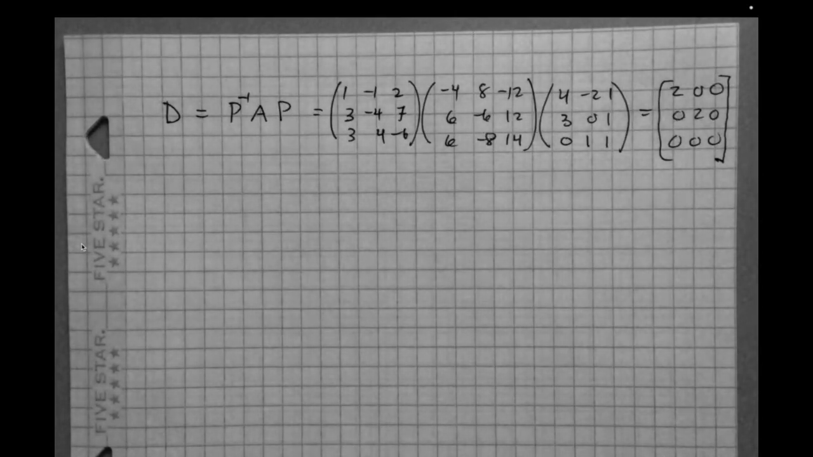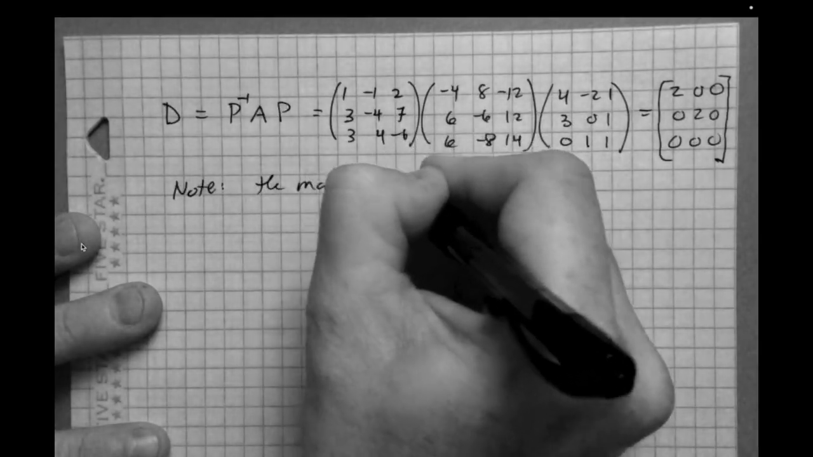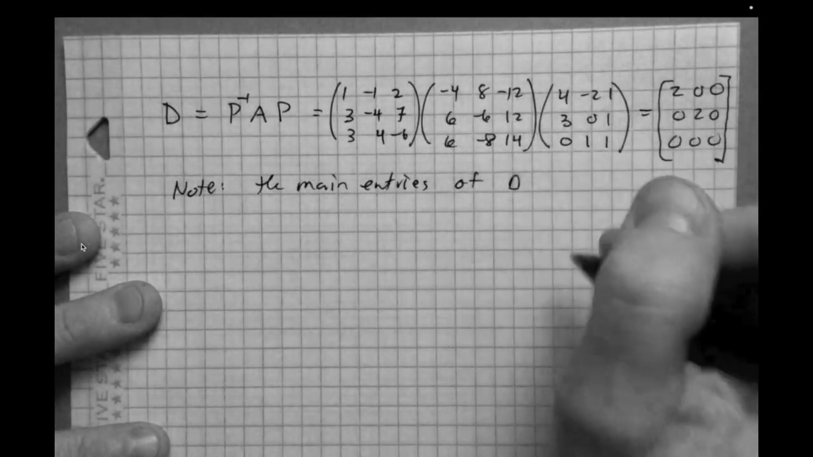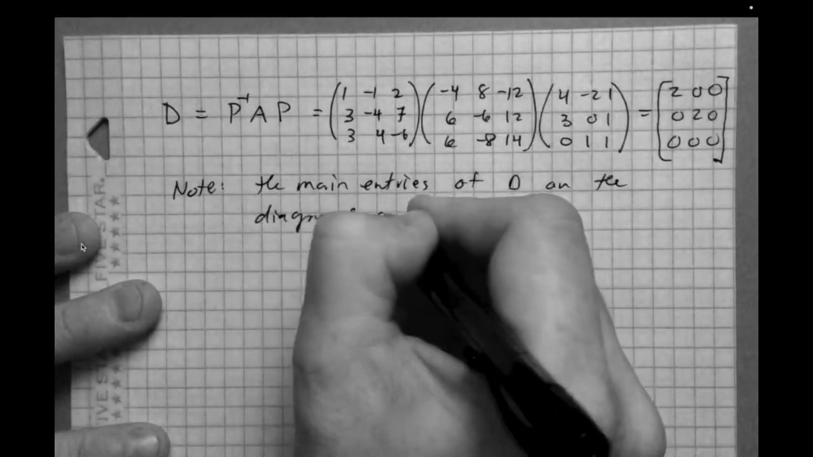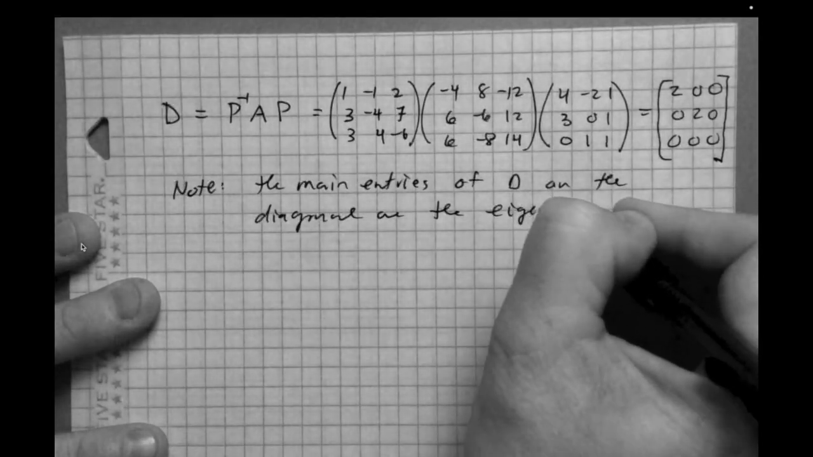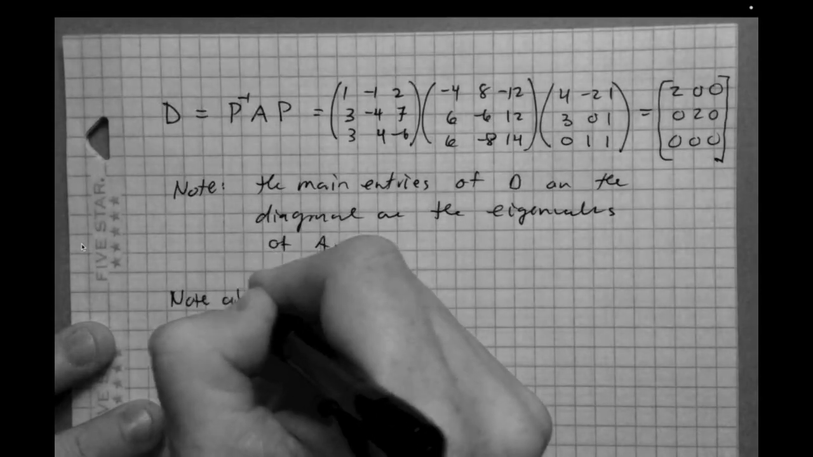Now, what about this diagonal matrix jumps out at you? Well, the main entries of the diagonal matrix are the eigenvalues of A. The main entries of D on the diagonal are the eigenvalues of A. Now, notice also that the corresponding columns of P are the eigenvectors of A.